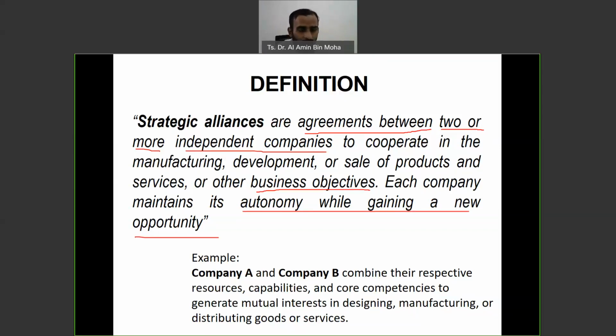Just take a normal example. We have two companies, company A and company B. So they combine their respective resources. It can be resources, capabilities, and core competencies, or one of the elements. It can be more than one, or it can be all the elements to generate mutual interest in designing, manufacturing, or distributing goods or services in whatever the business is. So it means that they have a collaboration, they have an engagement with outside parties.